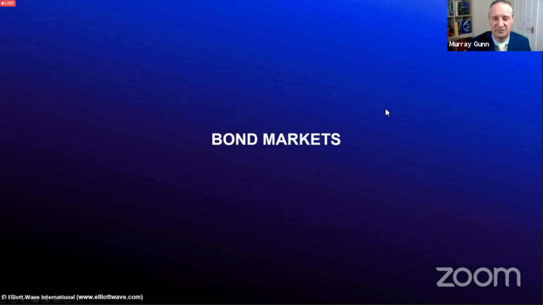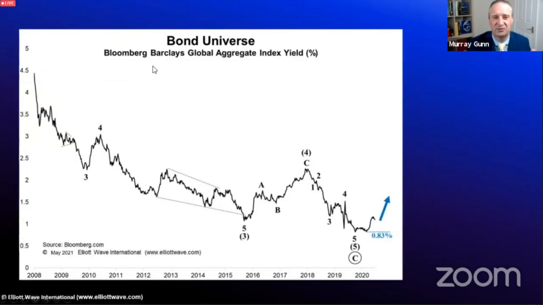Okay, let's skip over to the bond markets. This is the bond universe, the Bloomberg Barclays Global Aggregate Index, the yield of that. So this includes the bonds from treasuries, emerging markets, corporates, just the whole bond universe. And our wave analysis suggests that the low in yield actually was last year, and we're now into a new bull market in yield, so a bear market in bond prices. So we're expecting yields in bonds to be moving up from here.